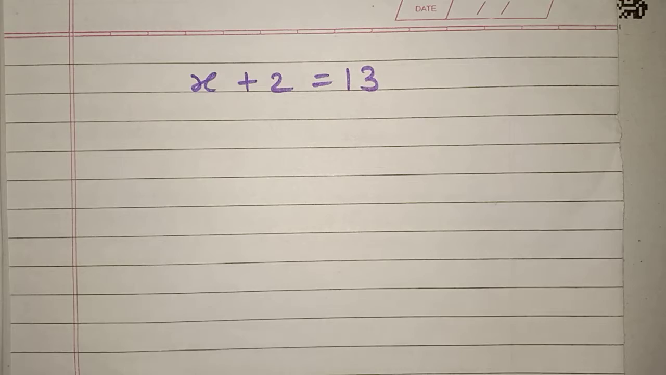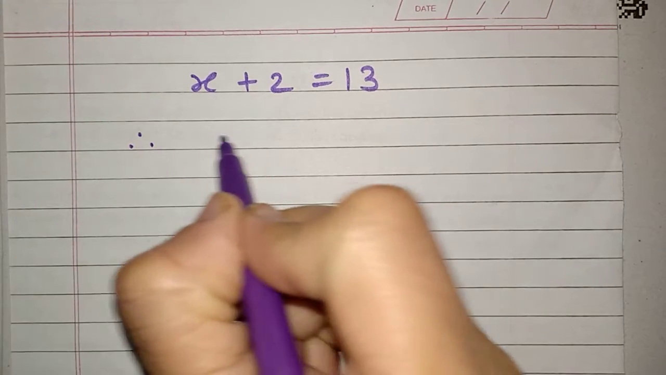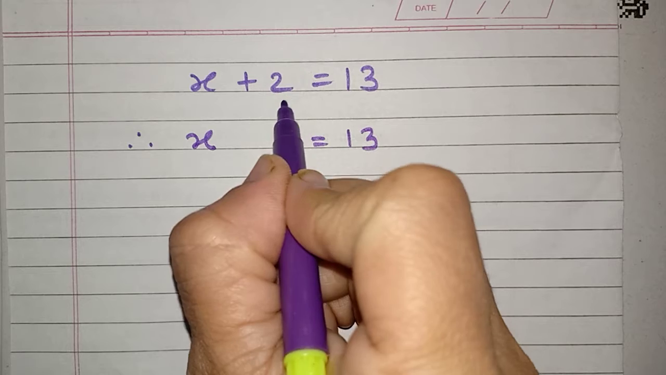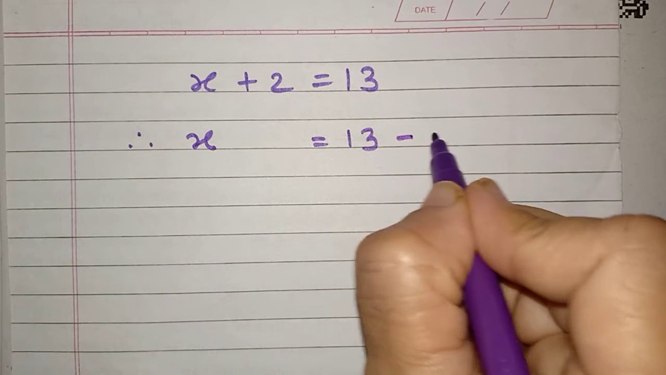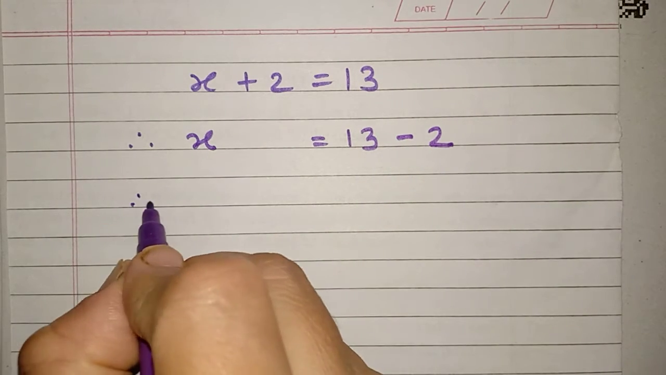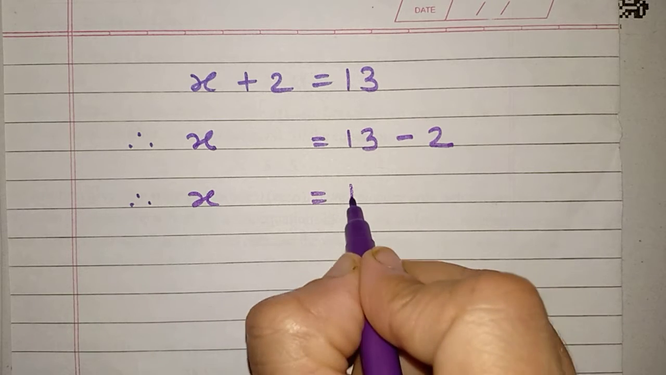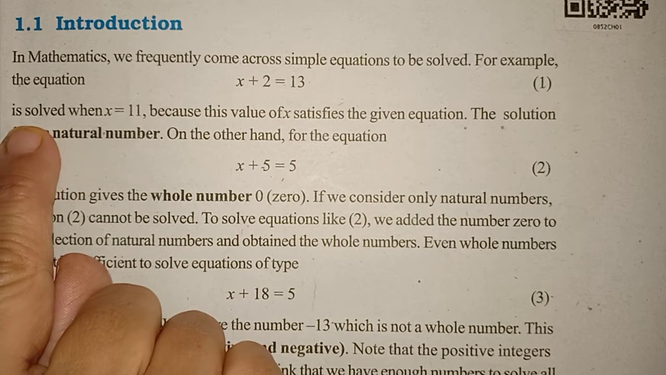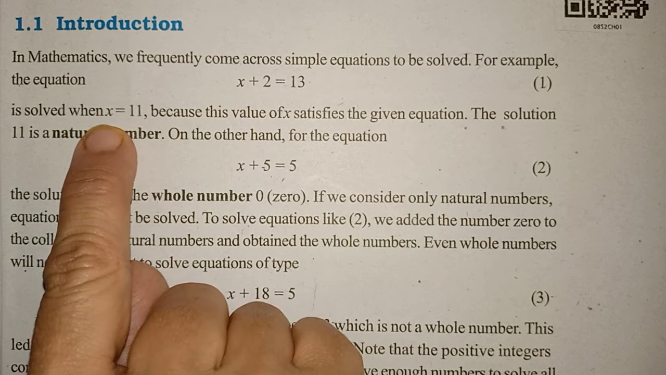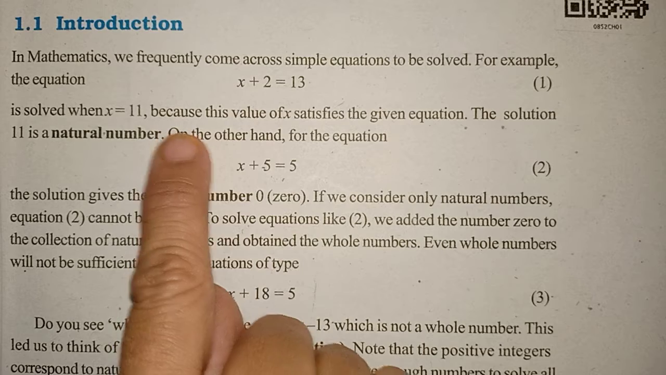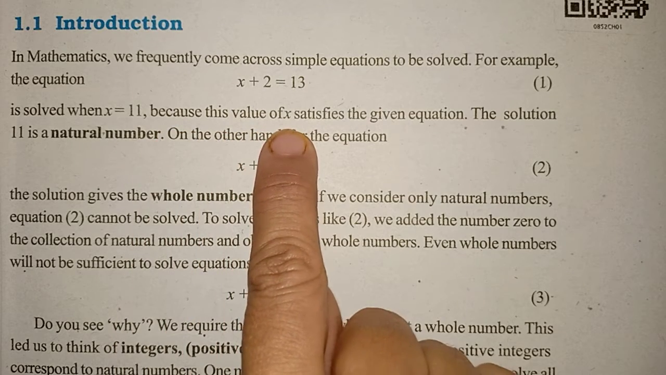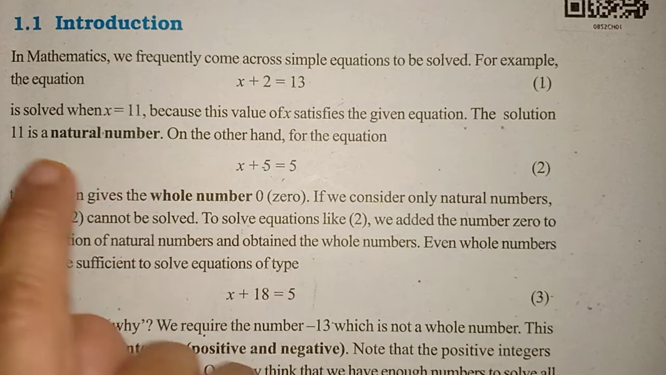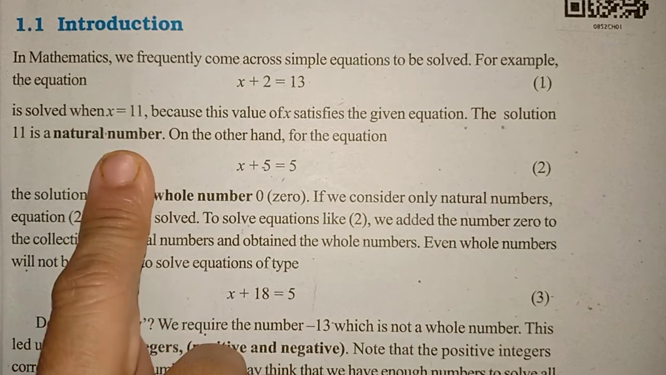Let's solve this. Now, I will keep x here and I will take the plus 2 to the other side, which becomes minus 2. So, the value of x is equal to 11. So, when this is solved, we get x is equal to 11 because this value of x satisfies the given equation. The solution 11 is a natural number.